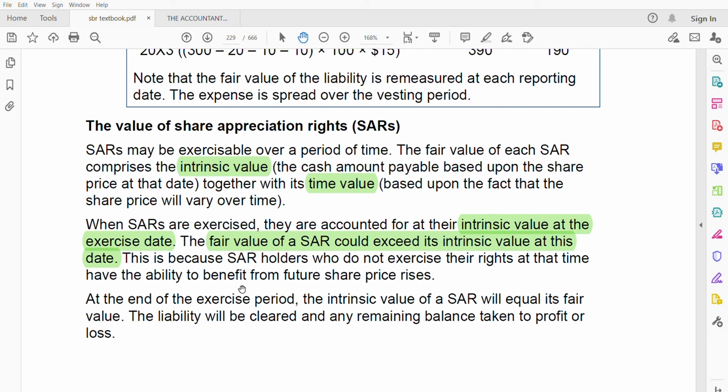This is because SAR holders who do not exercise their rights at that time have the ability to benefit from future share price rises, so they could exit. At the end of the exercise period, the intrinsic value of the SAR will equal its fair value. The liability will be cleared at the end, and any remaining balance will be taken to profit and loss. Because when you exercise it, at that date, your intrinsic value as well as the fair value of the SAR will be the same.